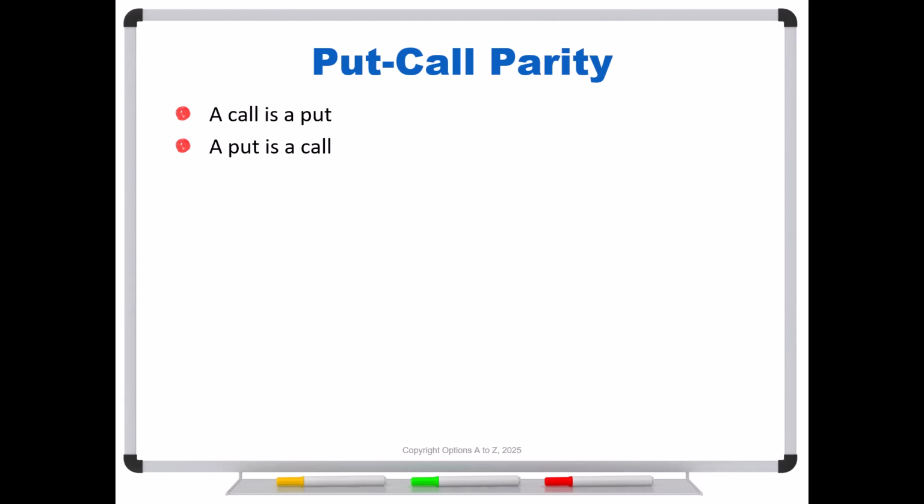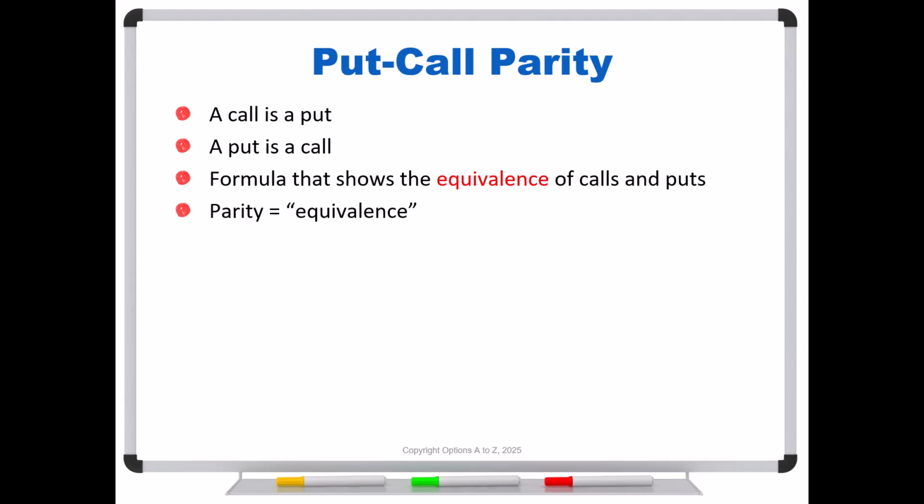So there has to be a reason for this connection because they seem so different. And there is a formula that shows the equivalence of calls and puts. And that's what the put-call parity formula is about. The word parity is just a fancy word for equivalence. And there are a lot of different parity equations in economics and in the financial markets. Like we have covered interest arbitrage or covered interest parity. There's all kinds of parity equations.